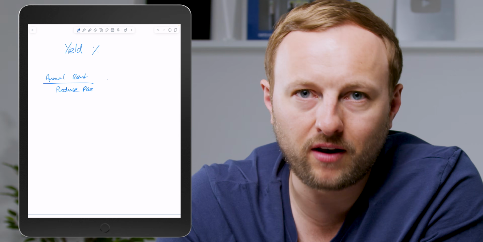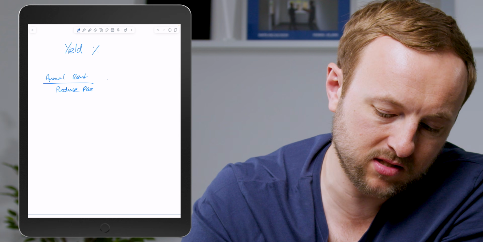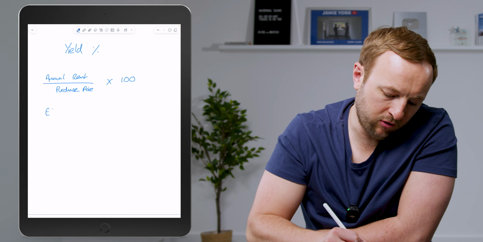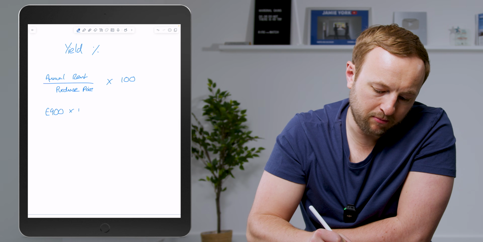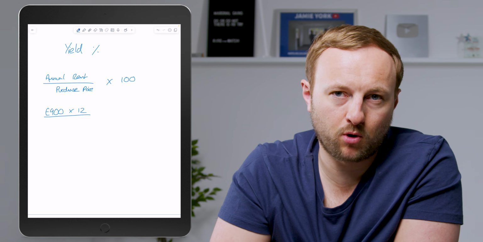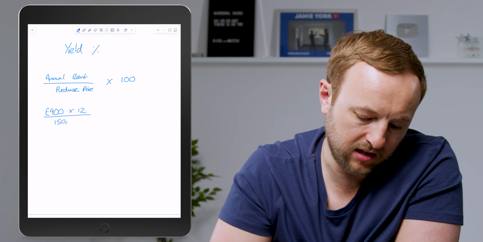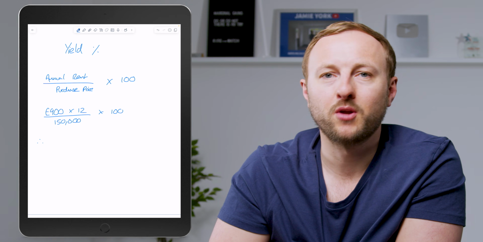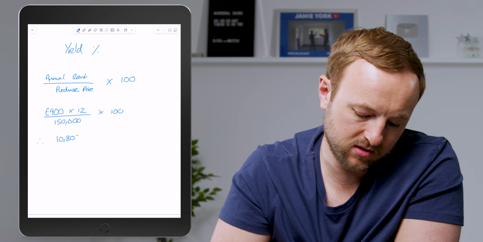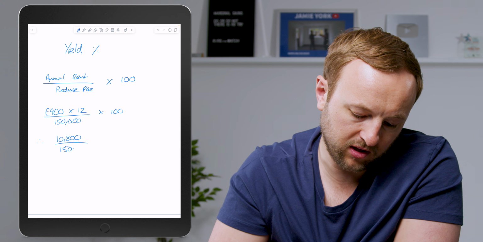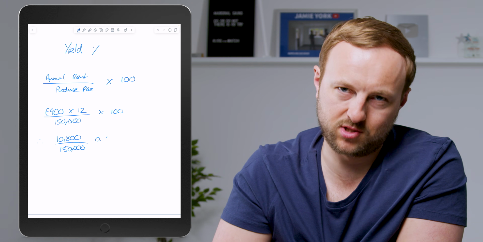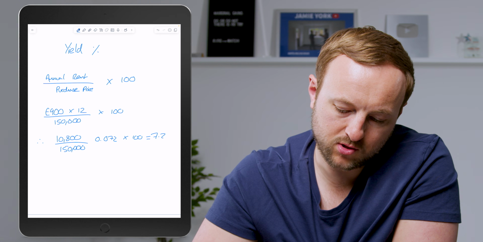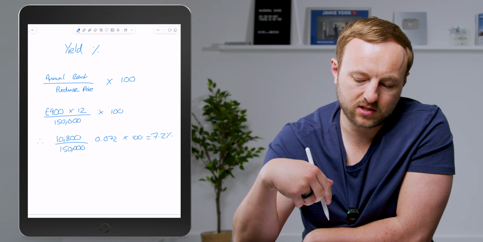It is annual rent divided by purchase price, and then if you want it as a percentage, you times it by 100. For example, if I've got a property where the rent is £900, I'm going to times that by 12, and let's say the purchase price of this property is 150,000. So therefore, we've got £10,800 divided by the 150,000, which is 0.072 if you do that on your calculator, and we times that by 100, which is 7.2%. So ultimately, it looks as a decimal, you times it in.